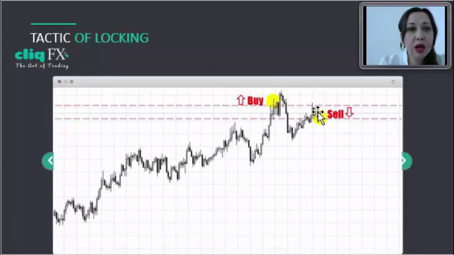After the correction movement, you see the market is not recovering. The tendency is going to go down. So you open a sell order. By this, you lock your buy position. So what are you going to do in this case? Actually, you can close your buy, or you can leave your buy open in case the situation improves.